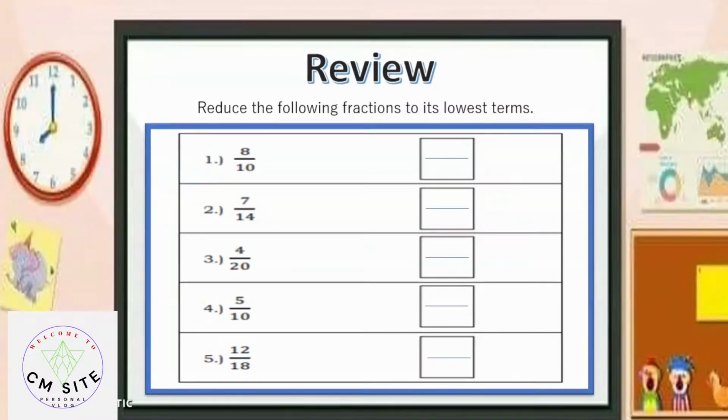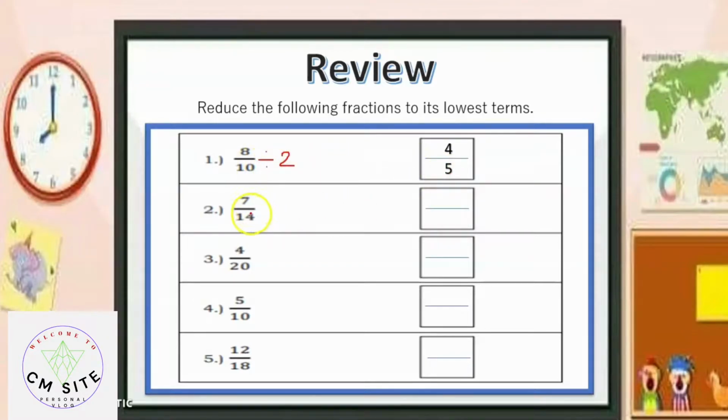Number 1, 8 over 10. We can reduce this into its lowest term. Get the greatest common factor of 8 and 10. So the answer for that is 4/5. So, paano ko nakuha ang 4/5 na lowest term ng 8 over 10? So, I divide this by 2. So, 8 divided by 2 is 4 and 10 divided by 2 is 5.